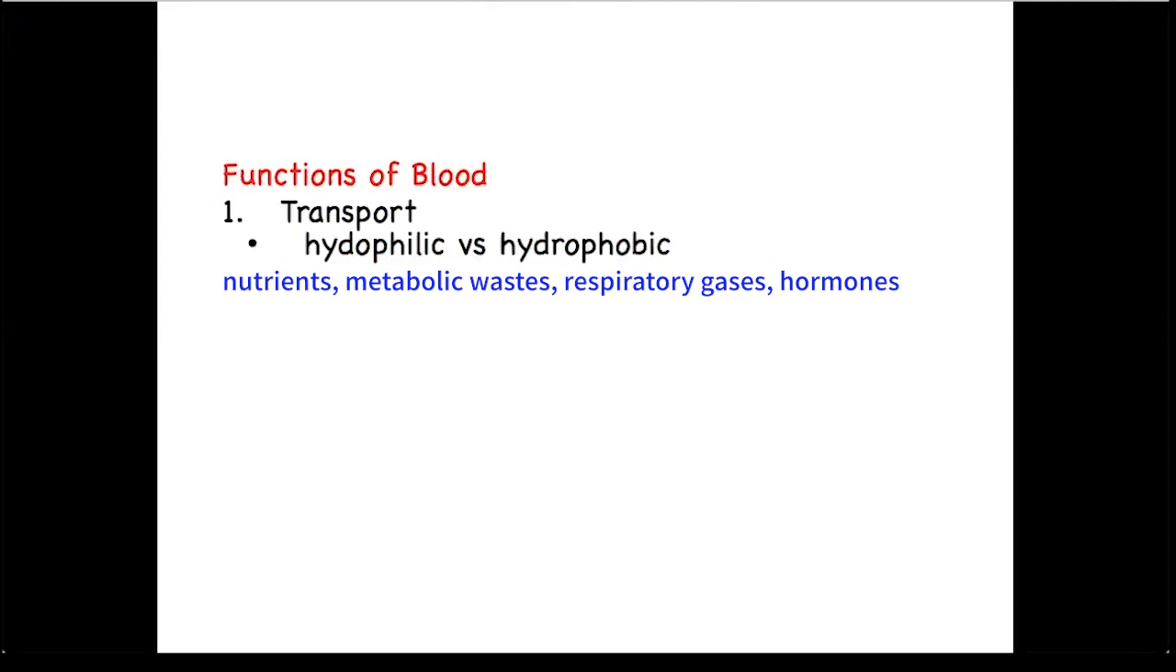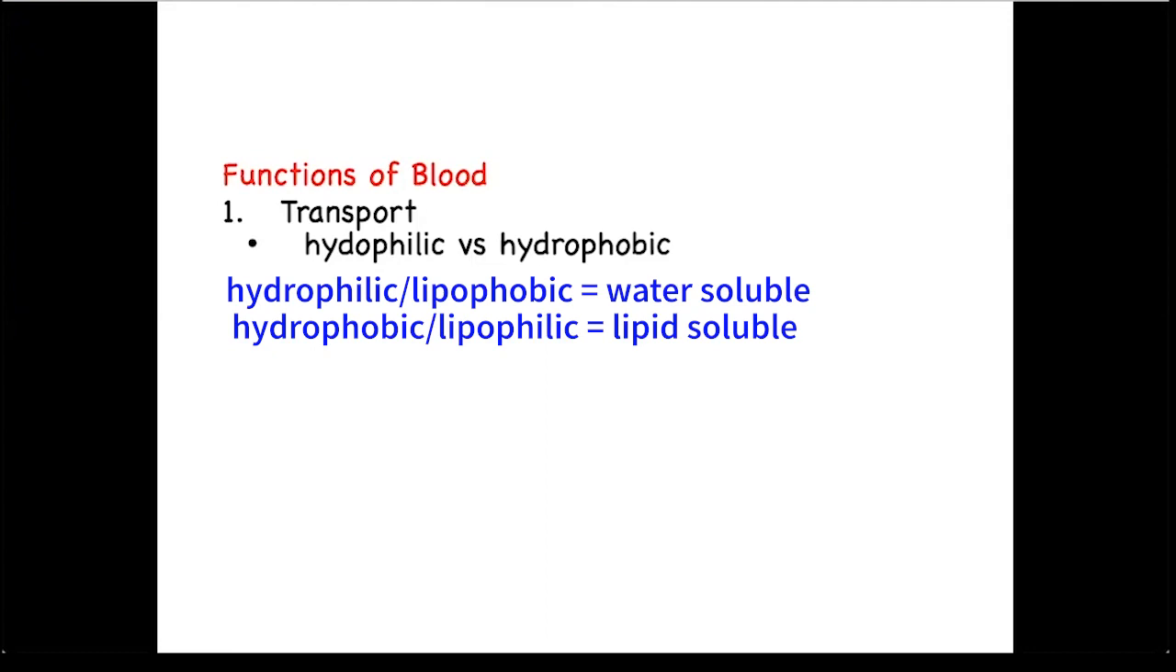So let's start with the functions of blood. I will list 6. The first one is transport. Blood is a transport medium. Transported in the blood will be things such as nutrients, metabolic waste products, respiratory gases, and hormones. If a substance is hydrophilic, it will be transported dissolved in the water of the plasma. If it is hydrophobic, it must be transported bound to a plasma protein.